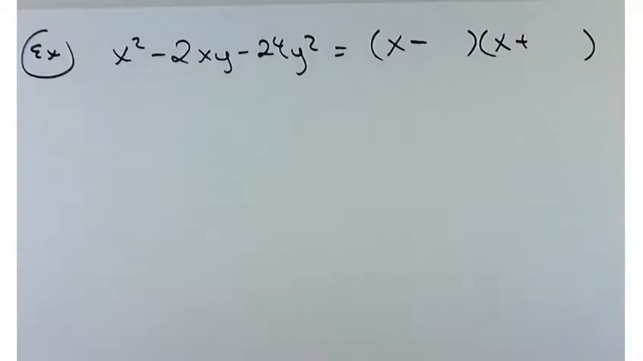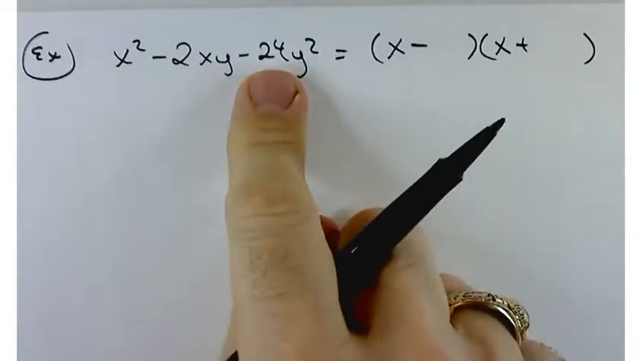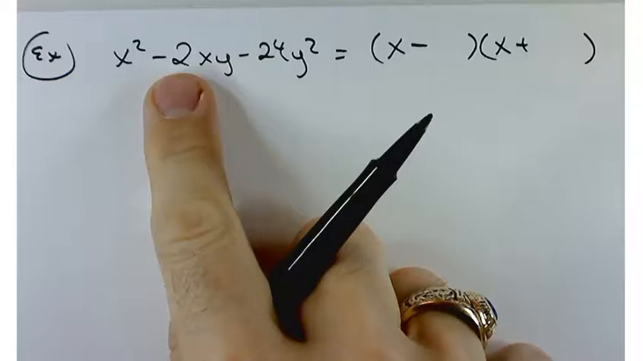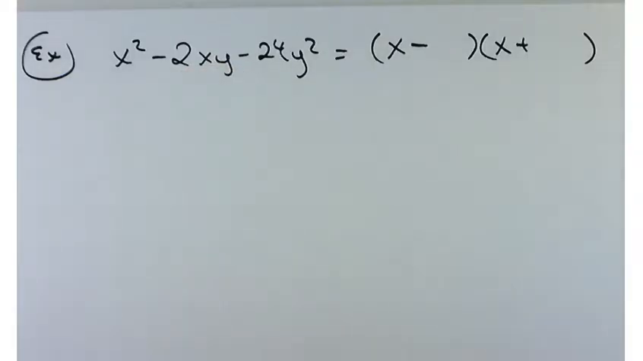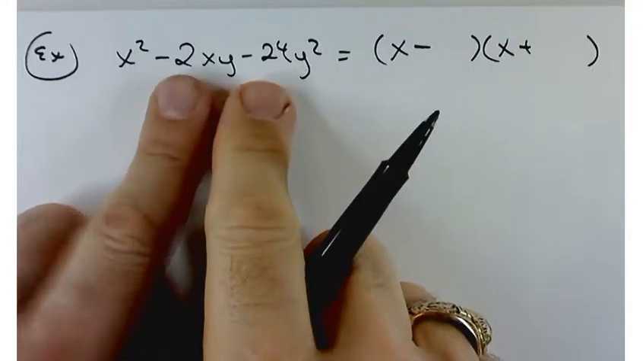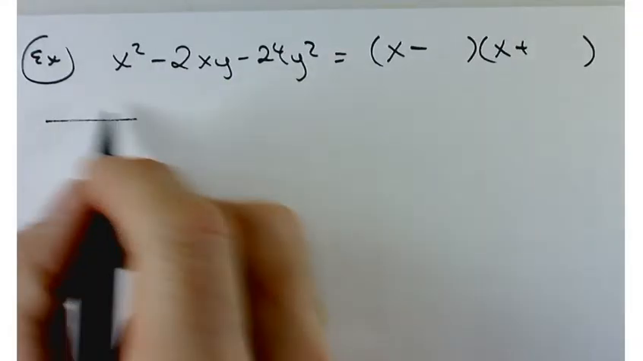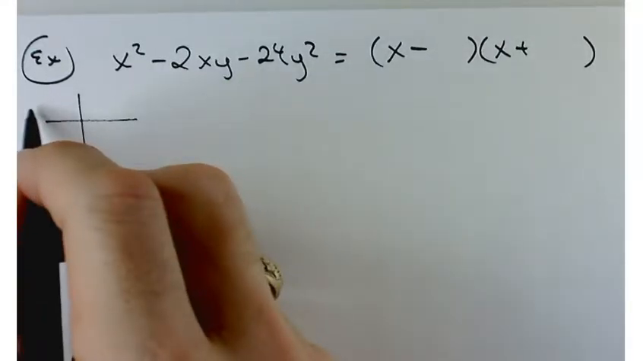Let's think about the numbers involved. Shane, I need 2 numbers that multiply to negative 24 and add to negative 2. So what 2 numbers are jumping out for you? Don't worry about the signs yet. Just are there 2 numbers that are kind of close to each other that multiply to 24?